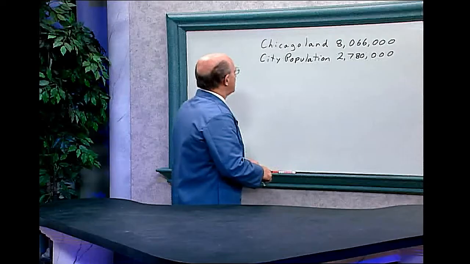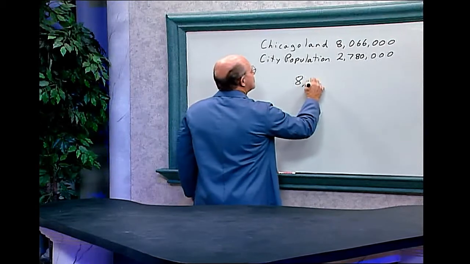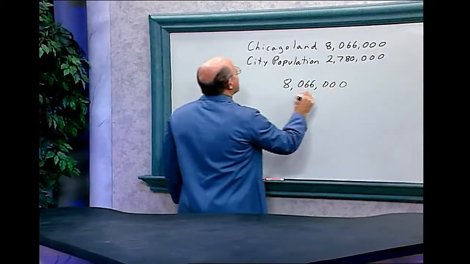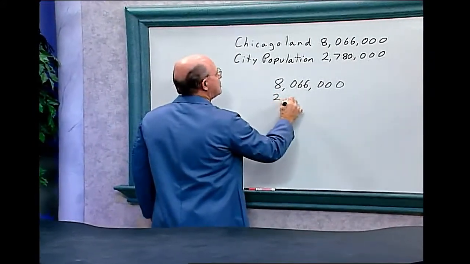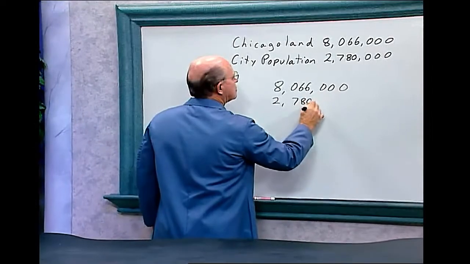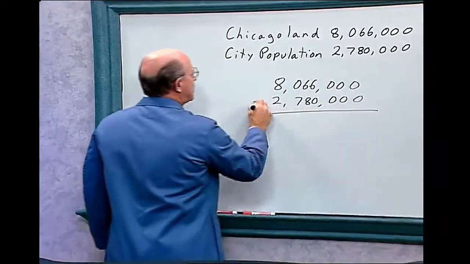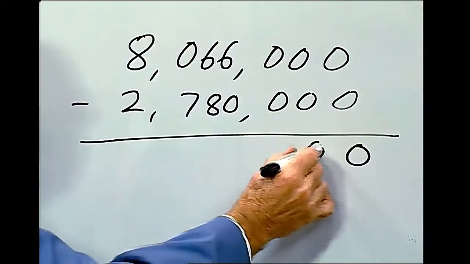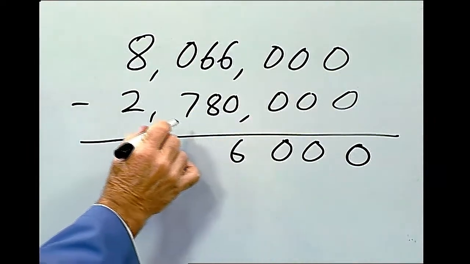Let's do the math. Population of Chicagoland is 8,066,000. City population of Chicago is 2,780,000. Let's subtract the difference. 0, 0, 0. 6 minus 0 is 6.